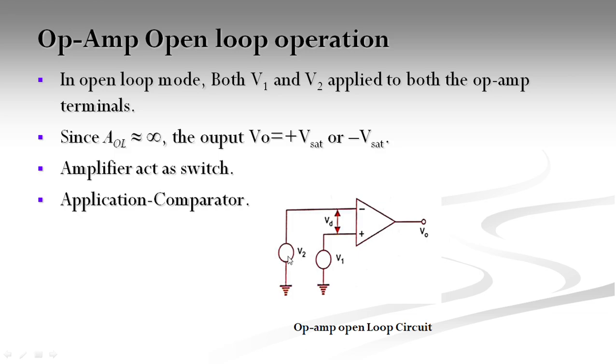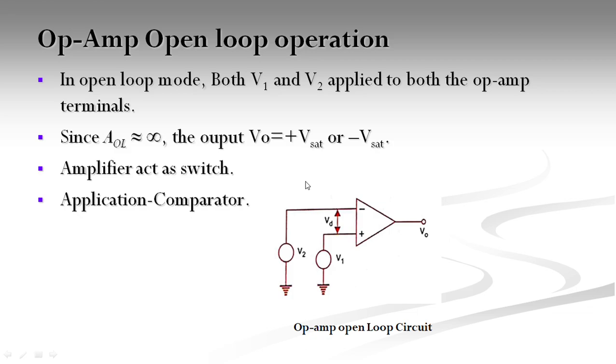So now we are going to apply two inputs to the open loop condition of the op-amp. Let V1 be the input applied to the non-inverting terminal of the op-amp, and V2 the input applied to the inverting terminal. The negative sign indicates the inverting terminal and the positive sign indicates the non-inverting terminal of the op-amp. Then the output of an operational amplifier in open loop condition will take only two values, plus V saturation level and minus V saturation level. So the output of this op-amp under open loop condition will take either a high level or a low level.